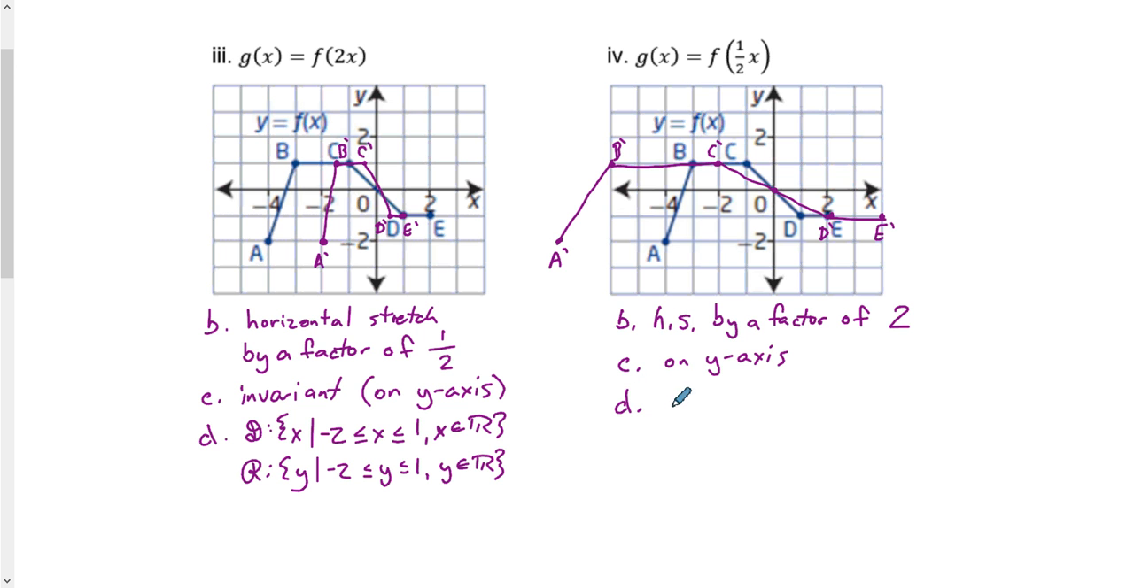All right. Our domain from -8, oh sorry, less than or equal to, get rid of that comma there. Less than or equal to x, less than or equal to 4. Range still stays the same, -2, less than or equal to y, less than or equal to 1.